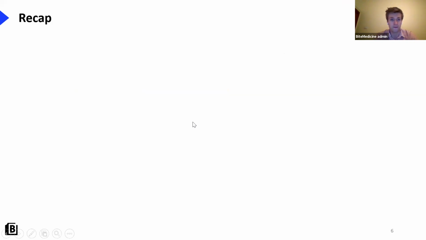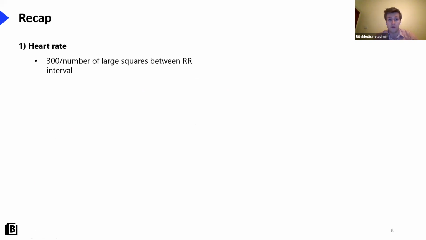Okay. So a really brief recap. I don't want to spend too much time on this. This is something that Shoaib went through last week. So when we calculate heart rate on an ECG, one of the rules we use is 300 divided by the number of large squares between your RR interval. And if you remember, that's your upstroke on the QRS complex is the RR interval.